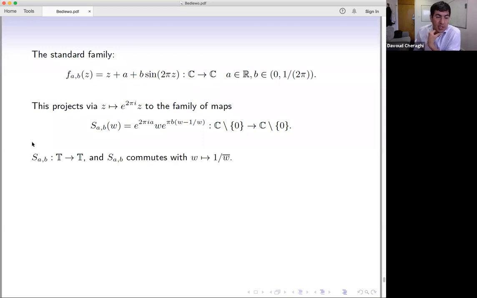And this has been studied in the 90s. You can of course see that because the real line projects to the circle, this becomes a circle diffeomorphism, and because this map commutes with z bar, having real coefficients, the map that we have here, which preserves the circle, commutes with the map w goes to 1 over w bar. So there is basically a reflection. There's a symmetry with respect to the reflection with respect to the circle.